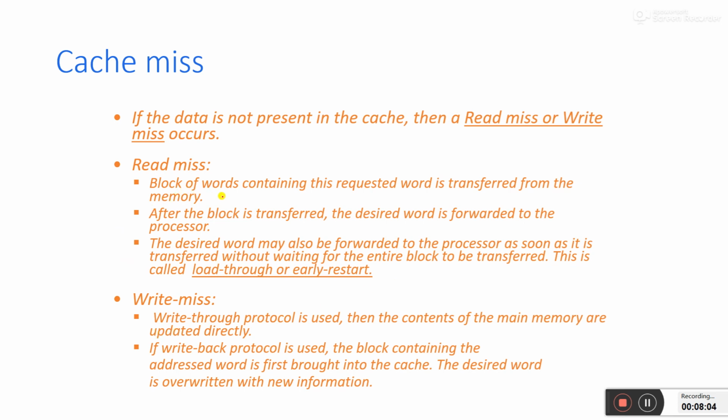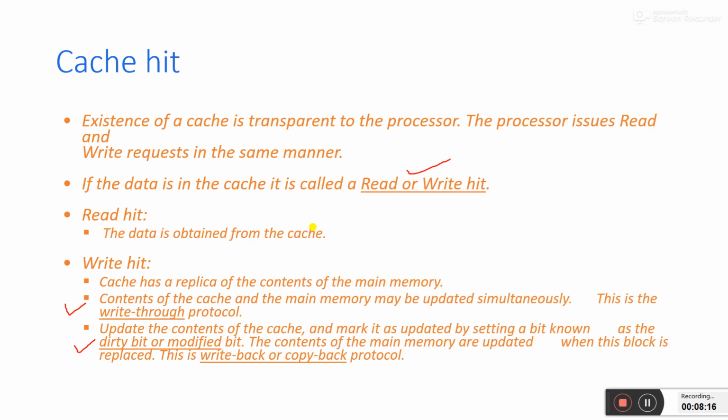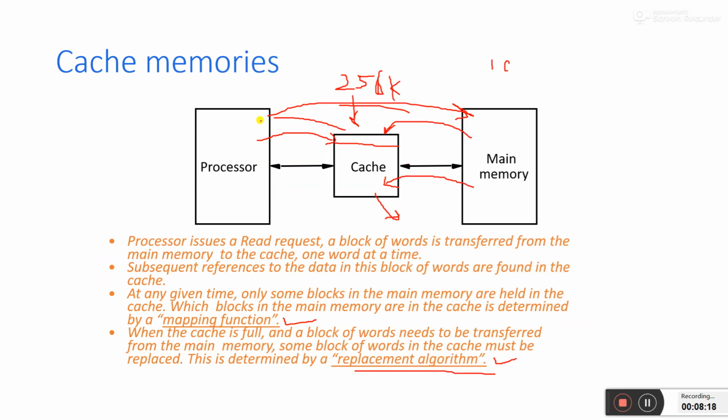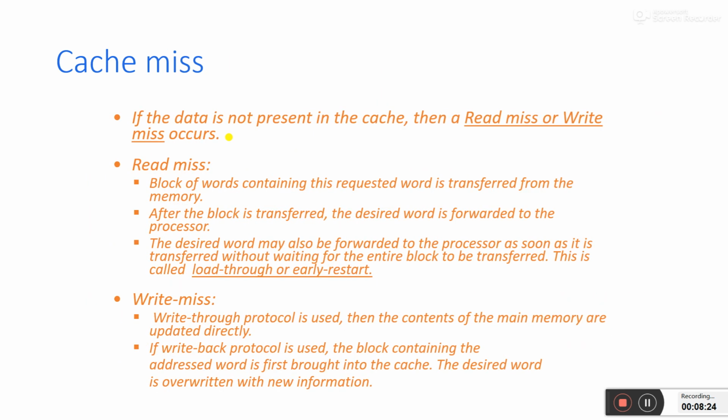Again, the block of words containing the requested word must be transferred from the main memory, and after the block is transferred, the desired word is forwarded to the processor. As I just told you, the desired word is first transferred to the cache memory, and after that the word is transferred to the processor. It is known as load-through or early restart.